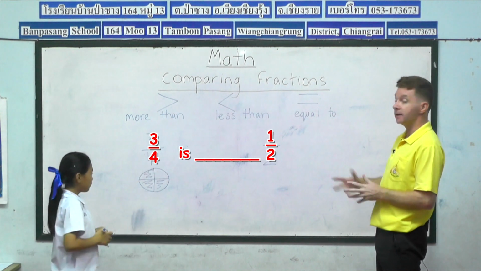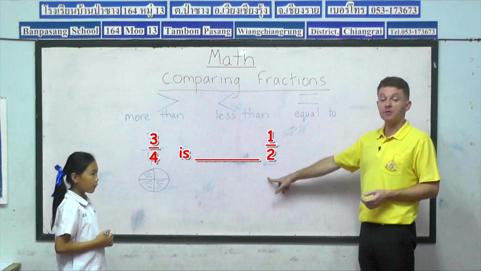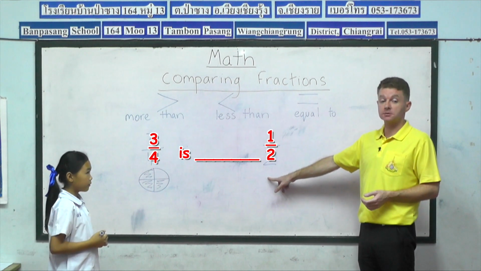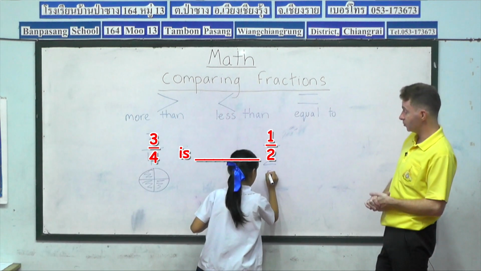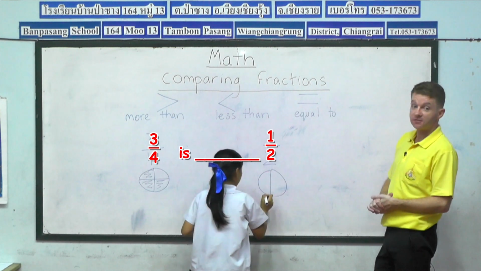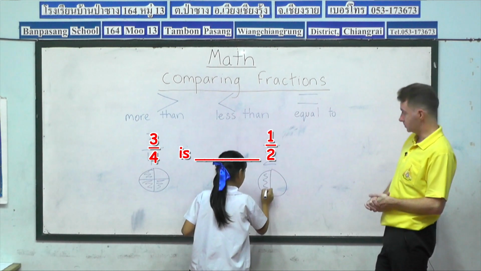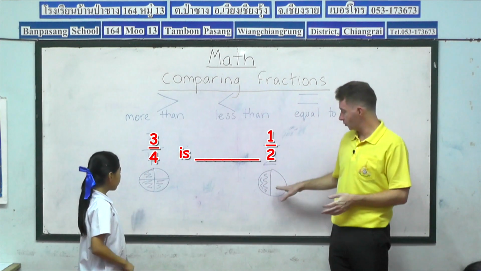Excellent. Now we do the same for the second fraction. So this time we need a circle with how many parts? 2. So Nadia, our second circle has 2 parts. And how many parts in blue? 1. Okay. So let's look at the 2 diagrams.